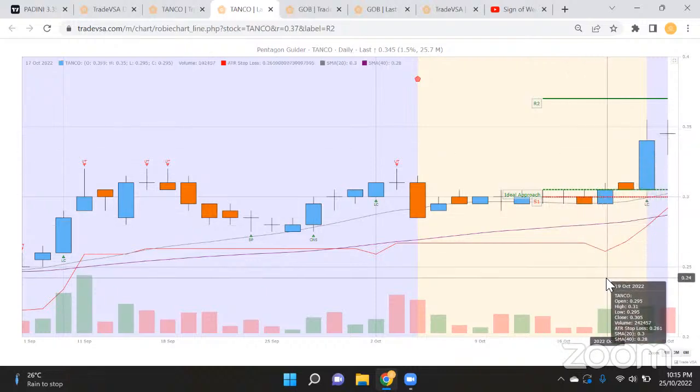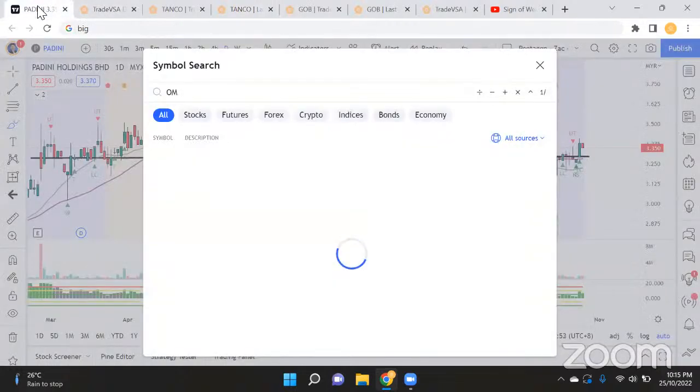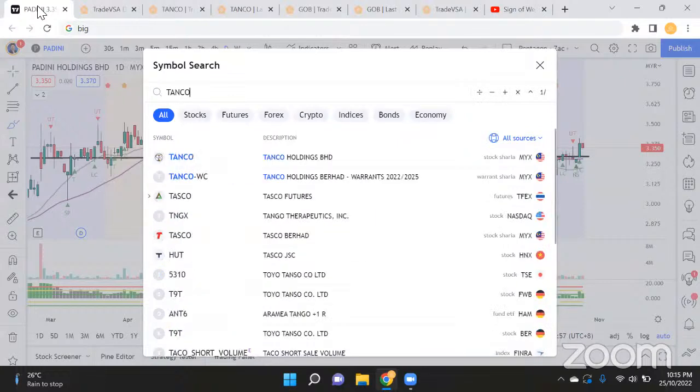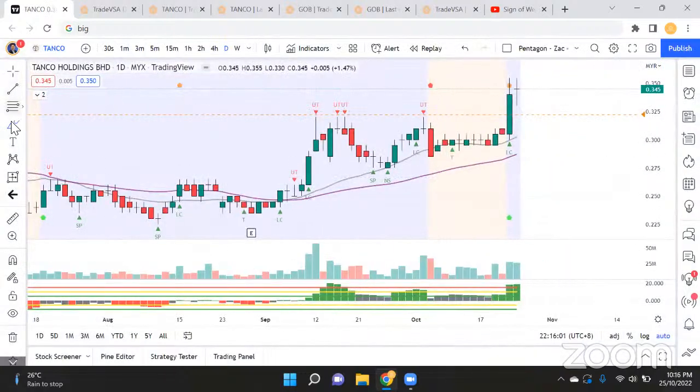So it's like 10%, more than 10% away from the ideal approach. All right, so let's look into here. I'll tell you about OMH later on. This is for Jennifer. So let's look into Tanko.